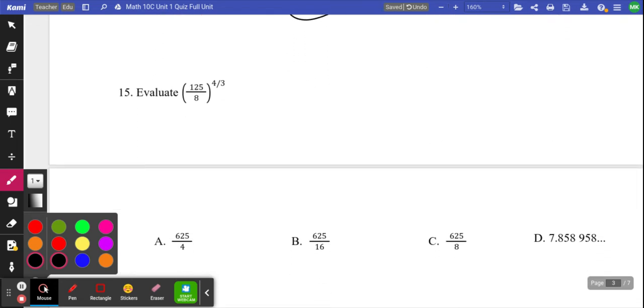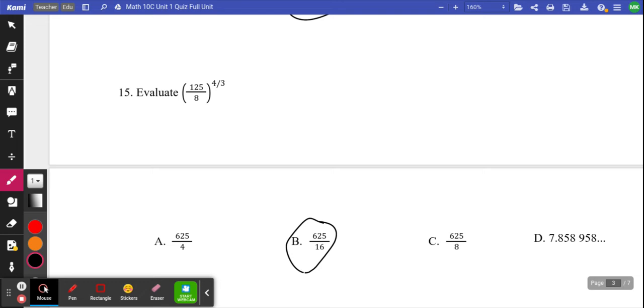Evaluate. So all you had to do is put this in your calculator. If you put it in your calculator, I believe you are going to get B, 625 over 16. I'm going to try it just to make sure. Yeah, you do get that. So if you put it in your calculator, it's 39.0625. This is the same decimal, 39.0625. So the answer is B.